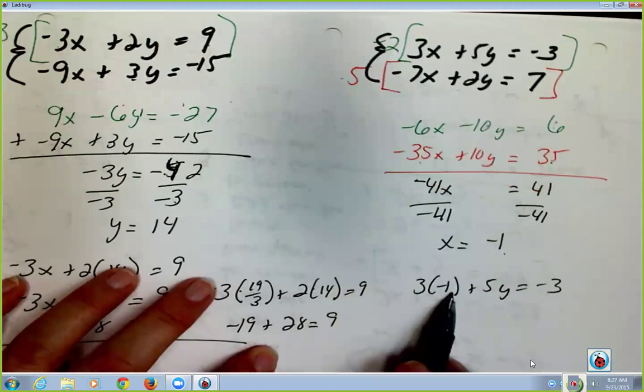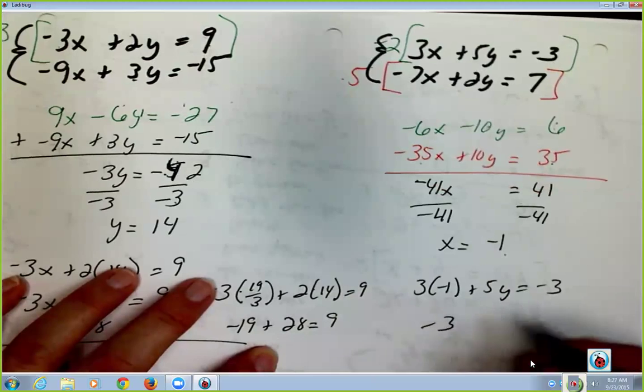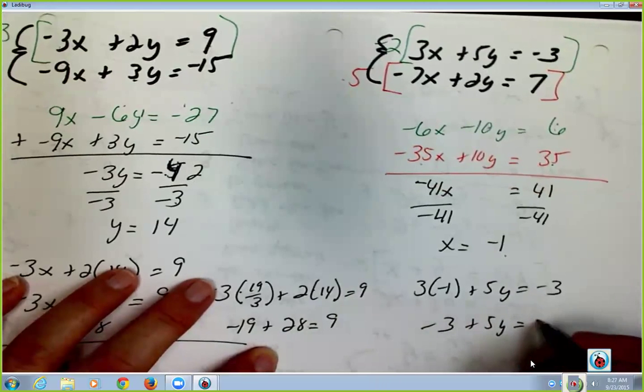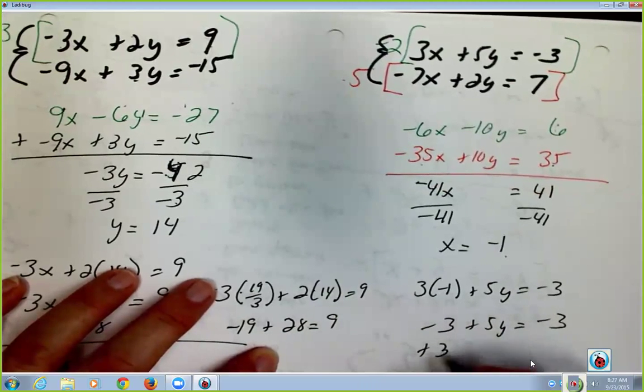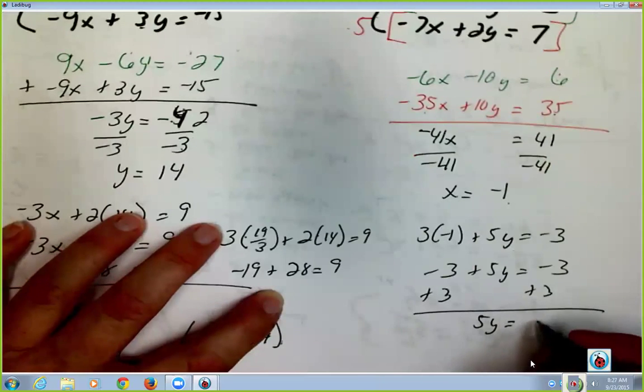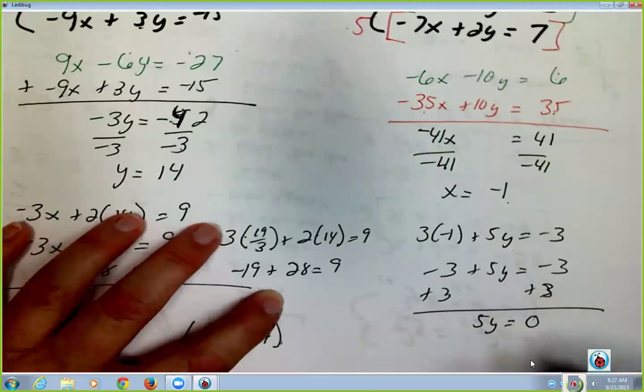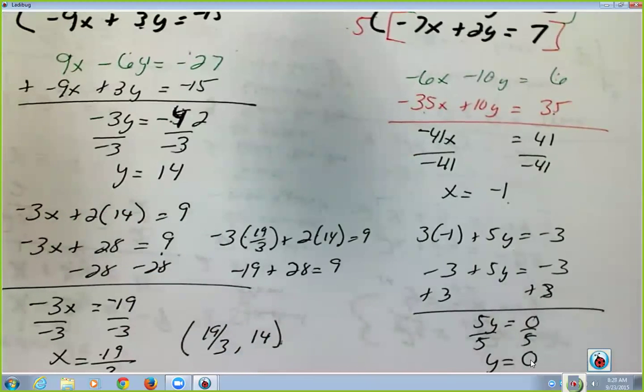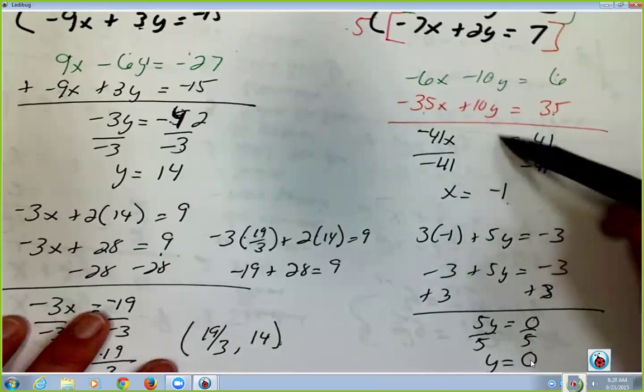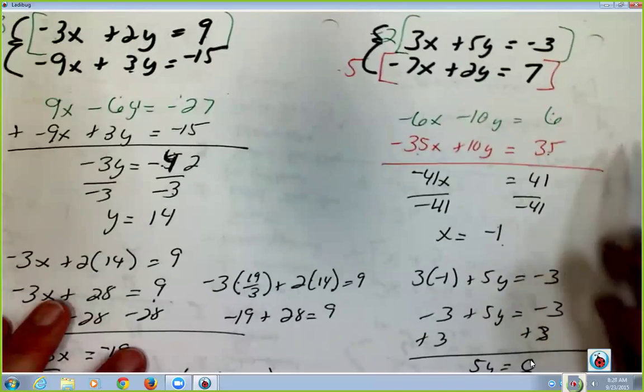Three times a -1 is a -3. Add 3, and we find out that 5y is equal to 0. Divide by 5, so y is equal to 0. So if you get a 0 on top, that's what it means, it's going to give you 0 in there. So, does it end up checking?